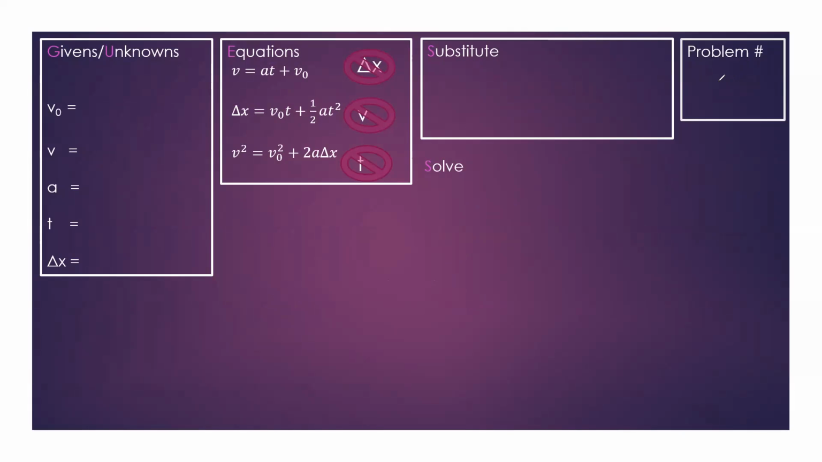All right, so for problem 10, we're going to come back to problem 10. We're also going to come back to problem 11. Problem 12.